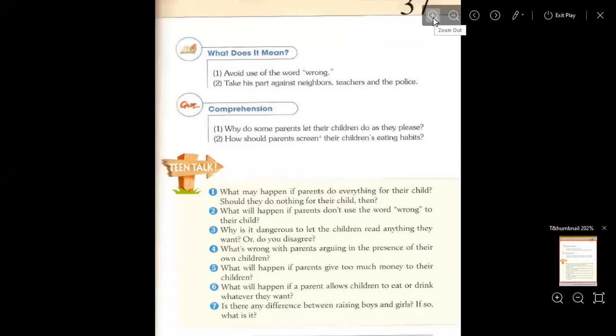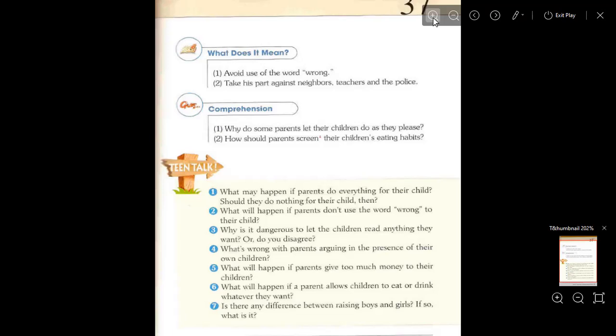Teen talk number one. What may happen if parents do everything for the child? Should they do nothing for the child then? Okay, what may happen if parents do everything for their child? Answer that first. The child will not need to do anything, they don't need to do everything, because their parents do all of the things.